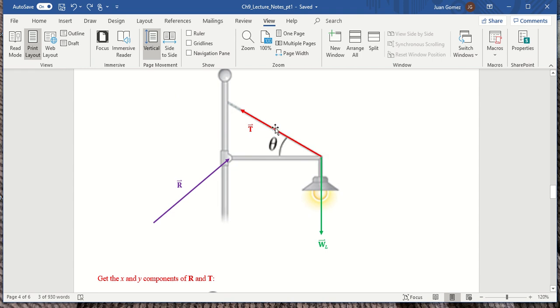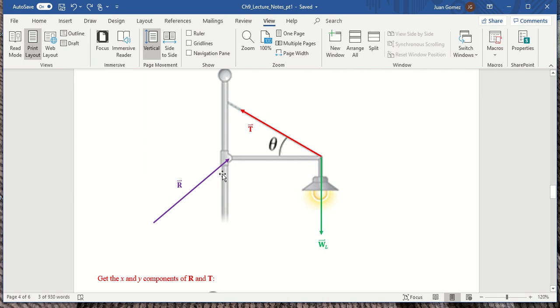So I have the tension force drawn as such. How did I know how to draw the tension force? It's always directed away from the object, but it's directed along the cable. The weight of the light is acting at that same point. It's acting in the negative y direction, straight down.